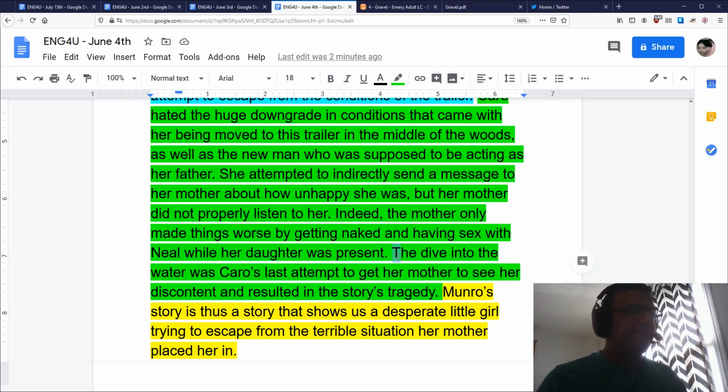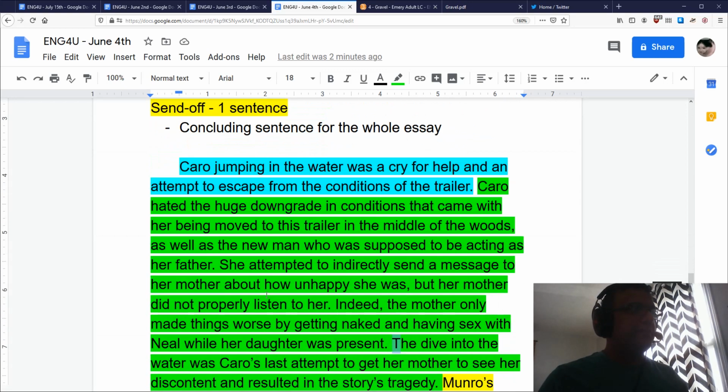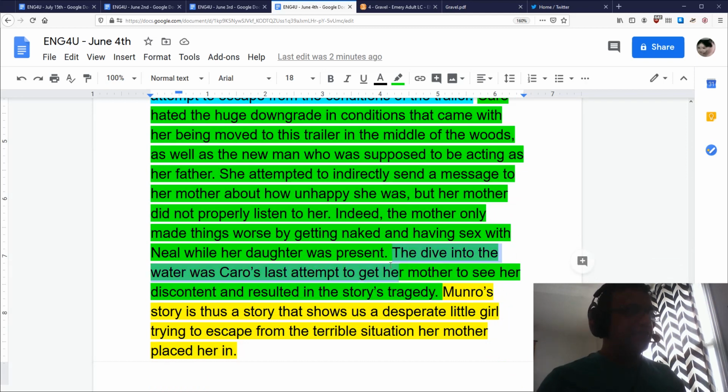And then I've got here, tossing the dog into the water and then jumping in after it accomplishes two different things in Caro's mind. And then over here, I've got, the dive into the water was Caro's last attempt to get her mother to see her discontent and resulted in the story's tragedy.